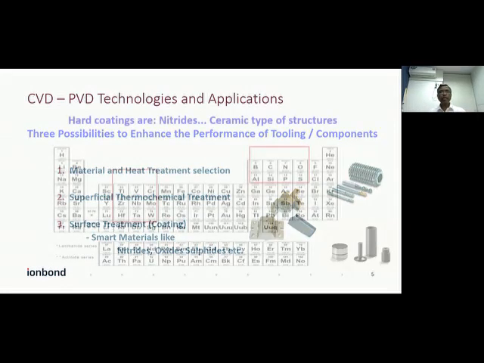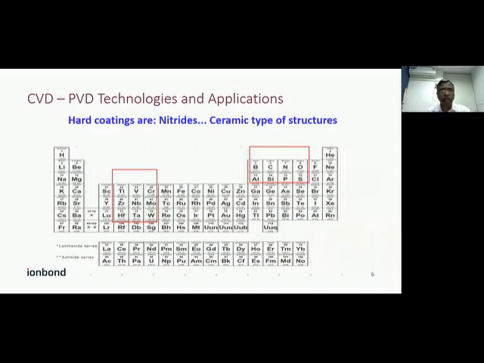So in our periodic table, I have marked the areas in red. These are the very vital elements through which we can have a variety of coatings, which are either nitrides or borides or carbides. These are ceramic-based structures which give better surface properties.